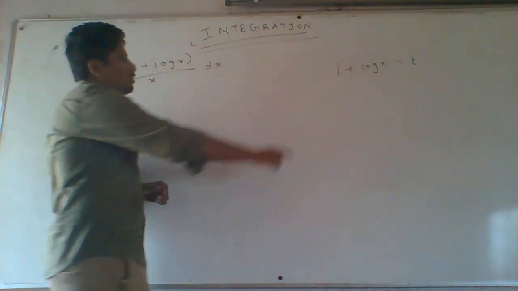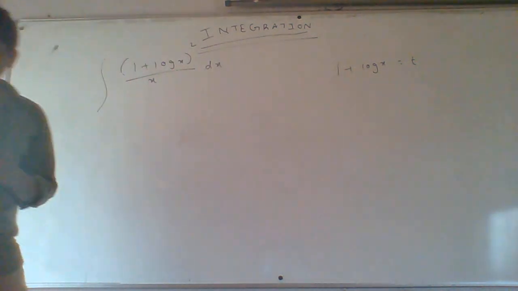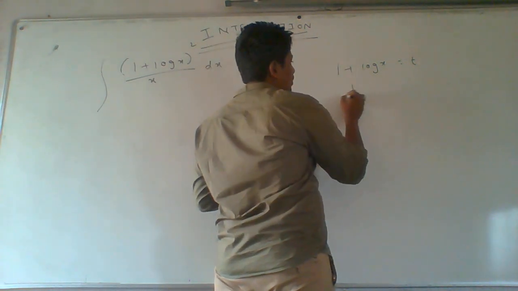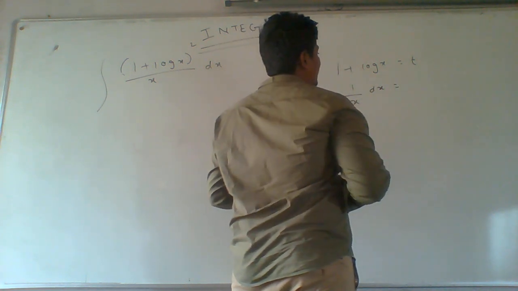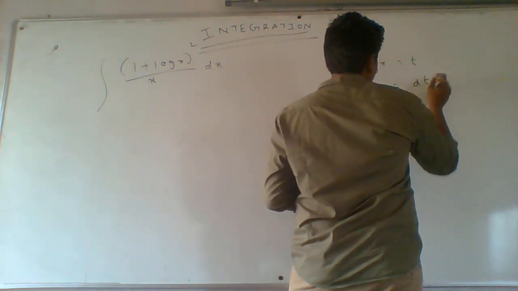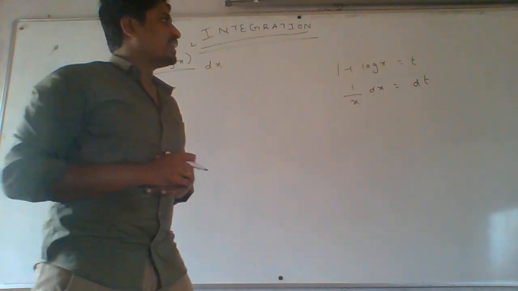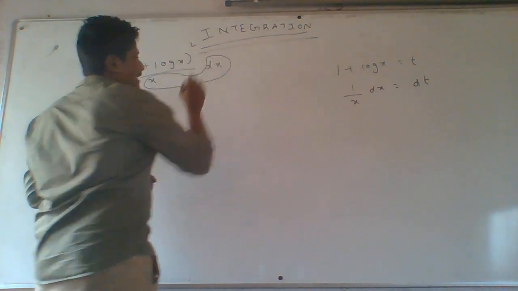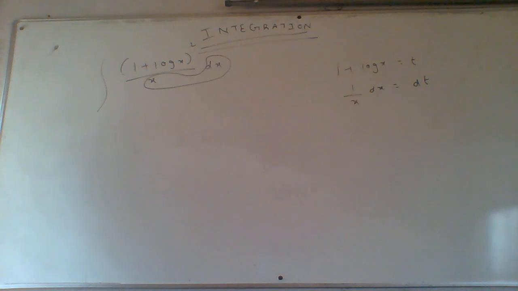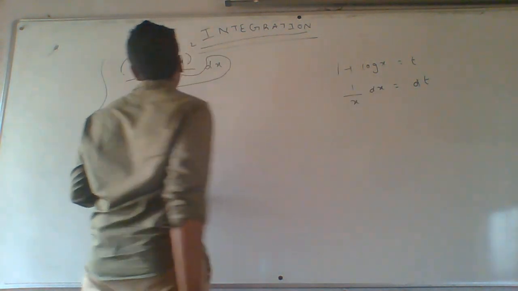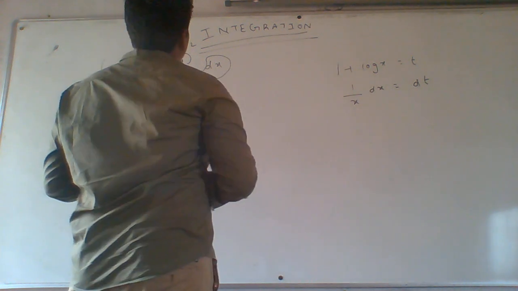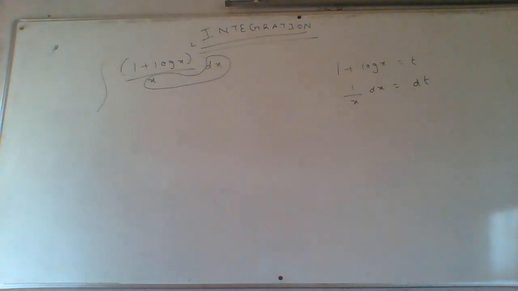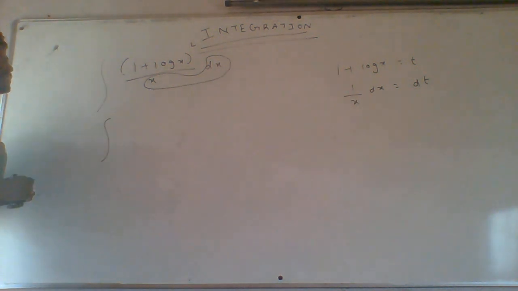See here. If we put 1 plus log x equals t, apply derivative on both sides with respect to the variable. It is 1 by x dx equals dt. See here, in the place of dx by x, we can substitute dt. In the place of 1 plus log x, we can substitute t. See here, the total integration will convert to this form.